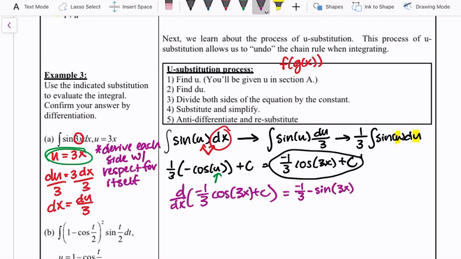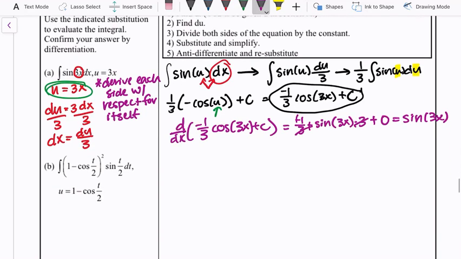Oops. The derivative of c is just going to be 0. Oh, I forgot. Wow, getting ahead of myself. Derivative of our inside is going to be 3, and then the derivative of c is 0. Okay, and then cleaning this up, those negatives are going to be positive. My 3's end up dividing to be 1, and so we just have sine of 3x. And hey, that's what we started off with. So this U-substitution process really does undo the chain rule. Okay, let's look at another one.